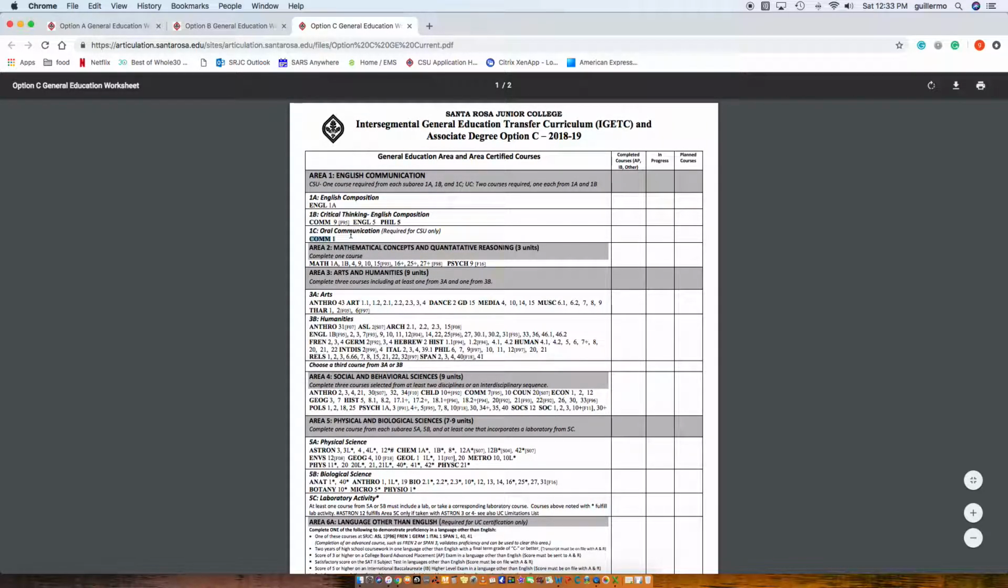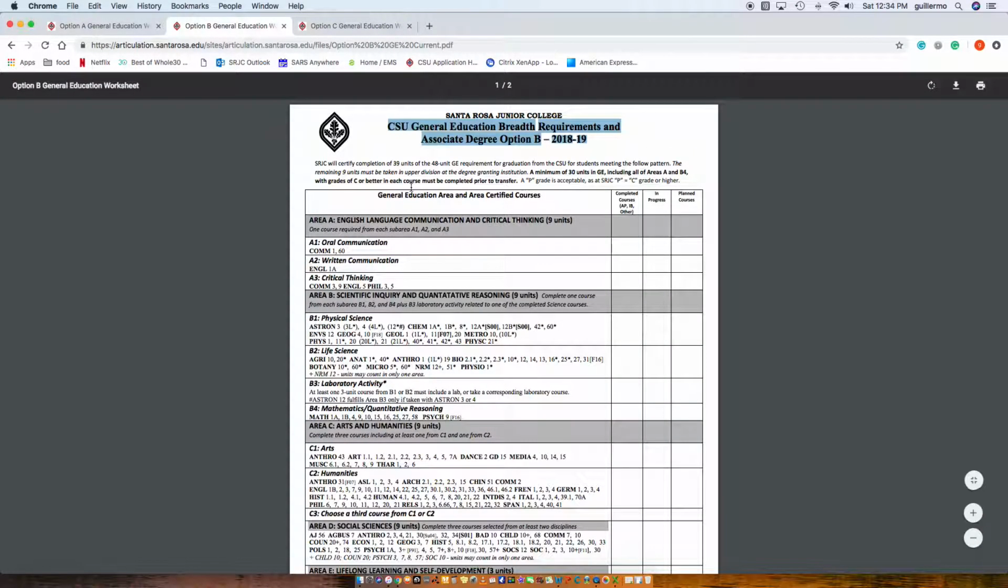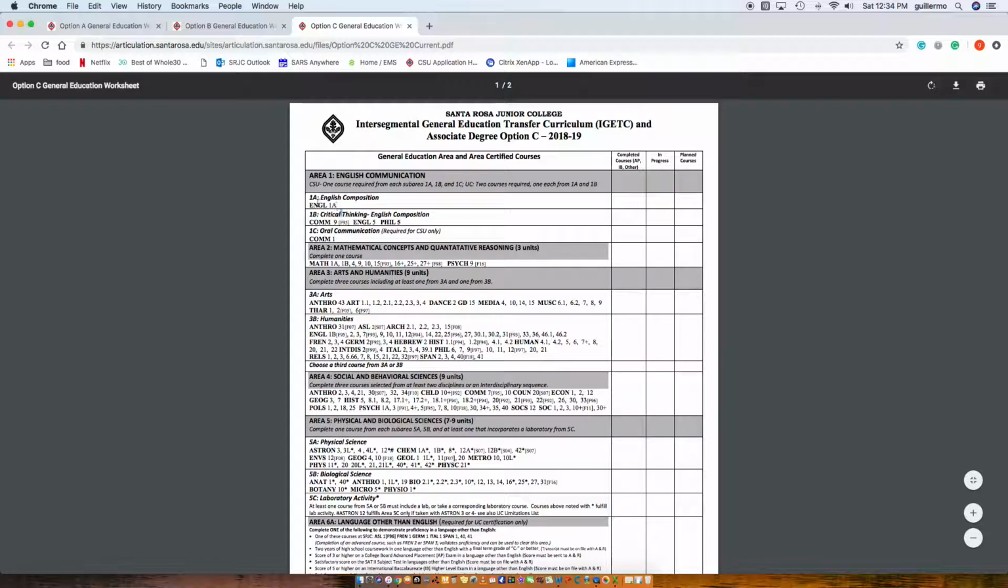That depends on the university. But 1 to 47, you're never going to see a class in here that's going to be above 47. Just like you'll never see a class in the CSU GE pattern that's above 99. Just something to keep in mind. Okay, so for area 1, we're going to take our English 1A.